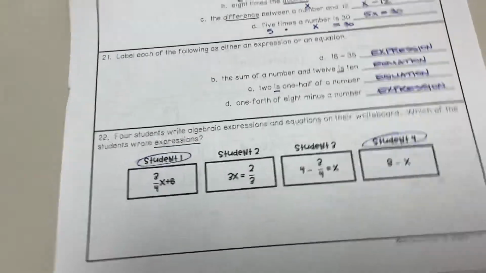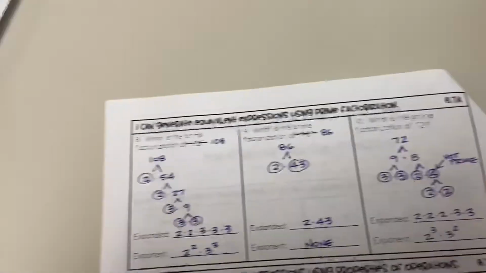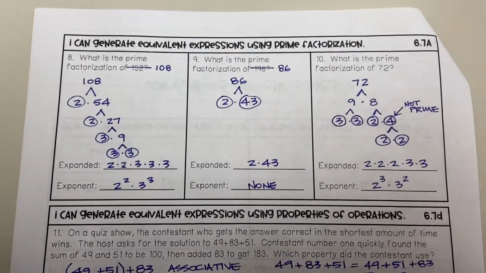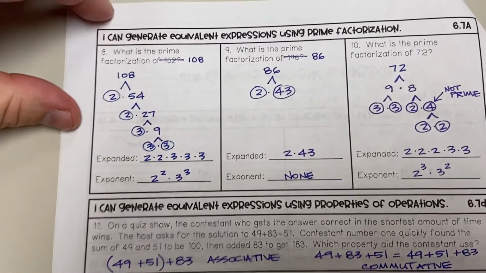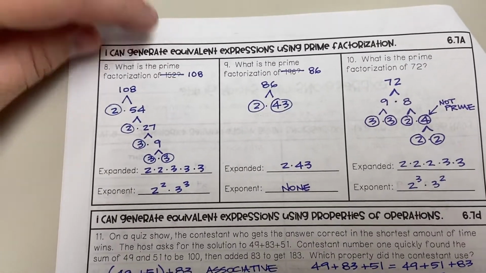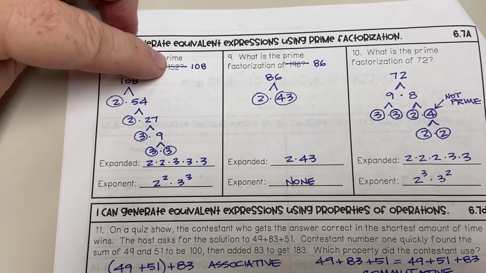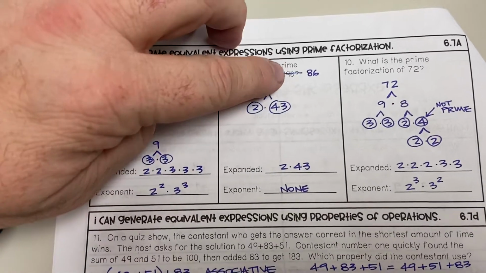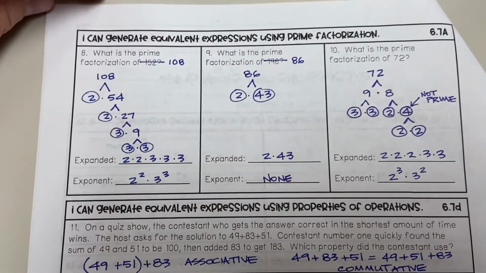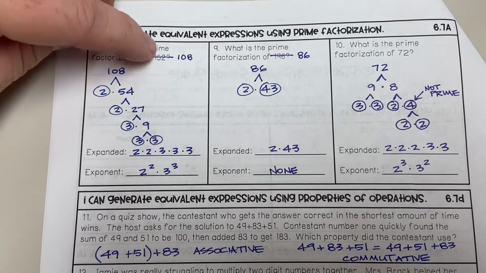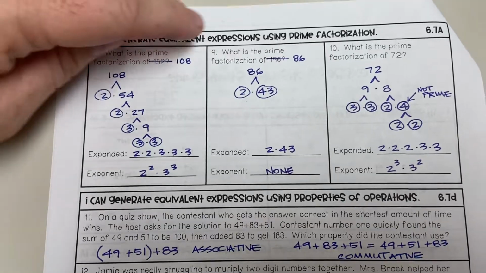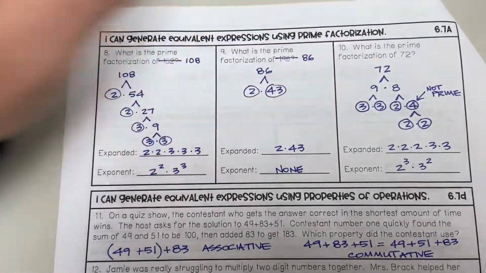You can pause the video again to see my work on each one. Up here, we're using prime factorization. This is going to be a little iffy because in my first block, I did not tell you to change this number. So if you're in my first period, you did 152 and you did 196. From second period on, we changed this to 108 and to 86, and then we left this one as 72.